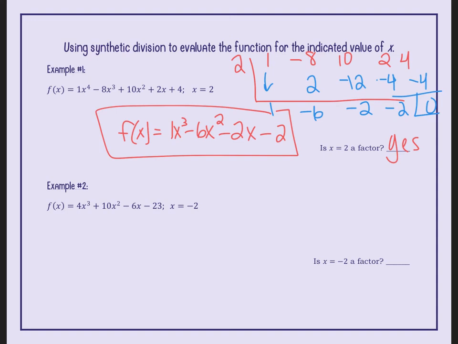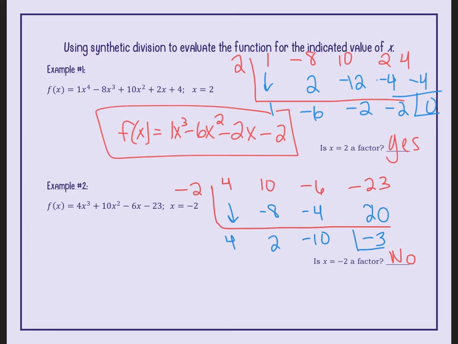Okay, let's try it again. Let's see if we have all of our terms. We have x cubed, x squared, x, and then a coefficient. So we do not have any zeros. If you want to go ahead and pause this video and see if you can get to the correct answer, now would be a good time to pause it here.